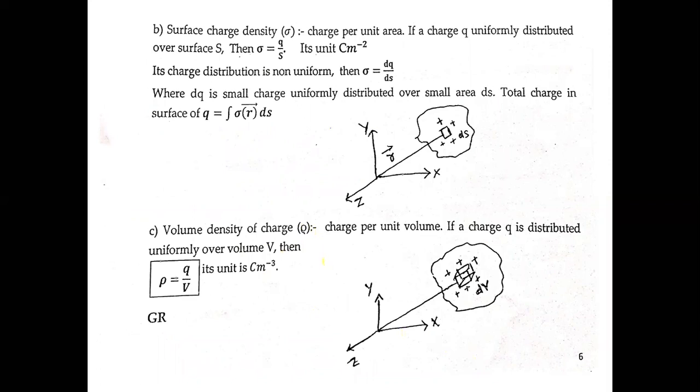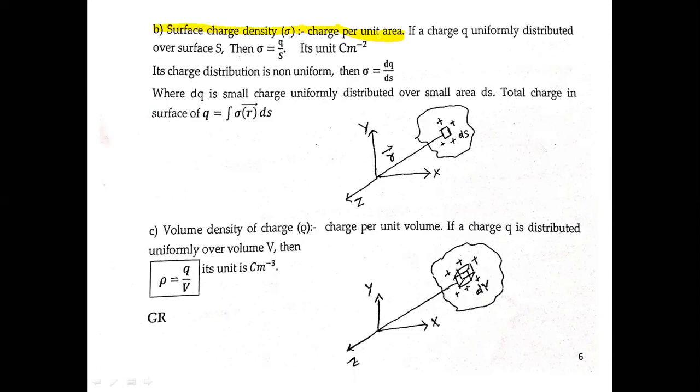Surface charge density is denoted by the symbol sigma. We call it sigma, charge per unit area. Unit area means, for example, 1 meter square or 1 centimeter square. For your understanding, I'm telling.